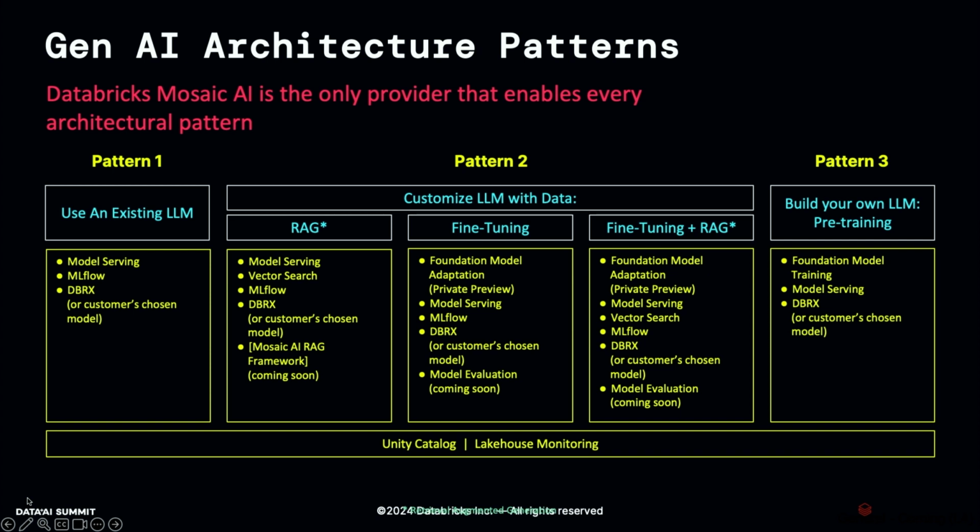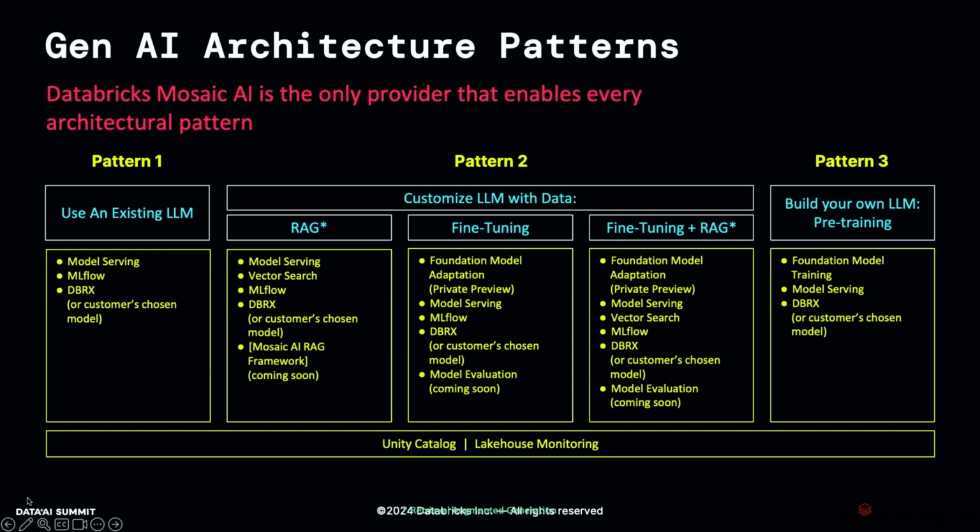When you talk about Mosaic AI and GenAI in general, there are 3 architectural patterns. You can call them use cases that we support, starting off with just prompt engineering at first. So just using an existing LLM, doing prompt engineering, using a foundation model. All you're doing is prompt templates, just basic stuff. Then the second pattern is what I call customizing your LLM with data, and there are different themes to it.